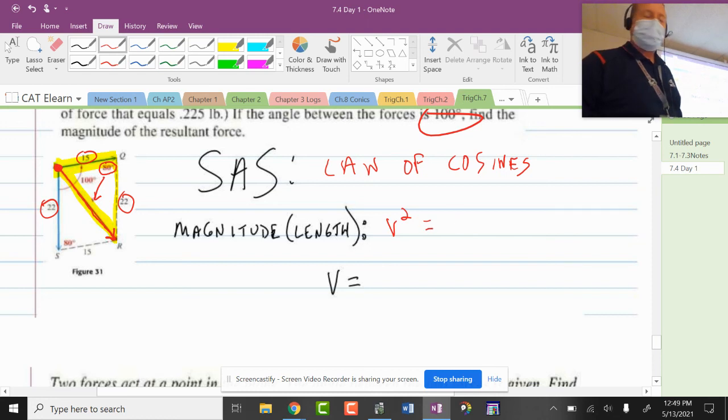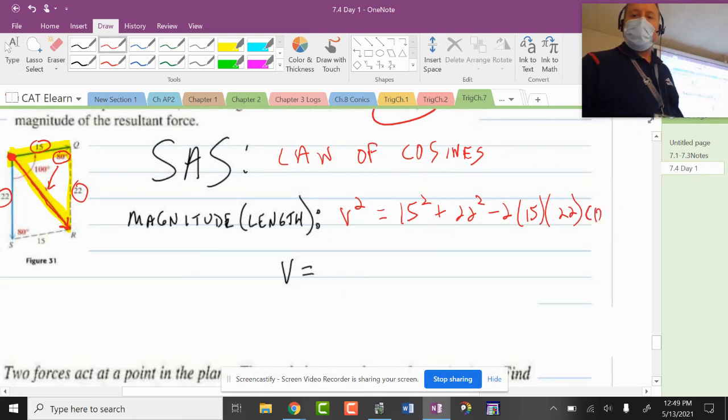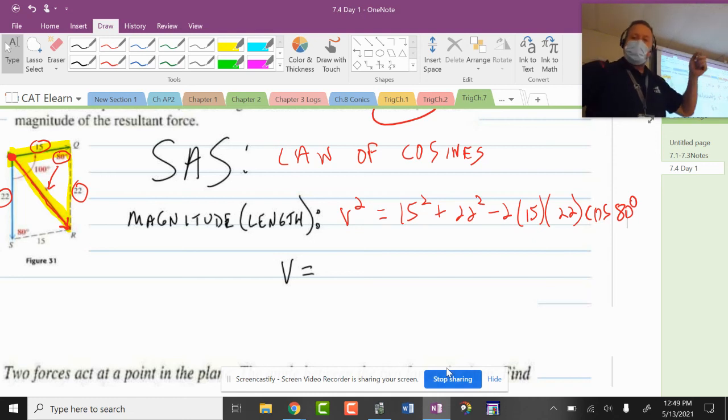B squared equals... And then it's the cosine of 80. And really, I'm just going to do one more example of this and we'll be done. So I'm going to stop the video. You can type that in a calculator and press enter. I'll have someone share that with me shortly.